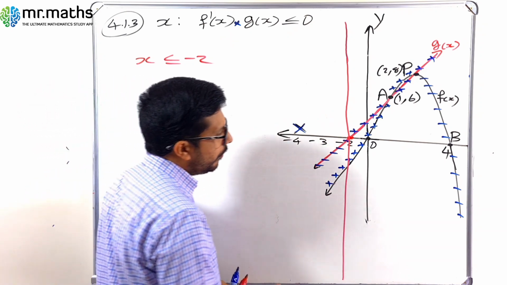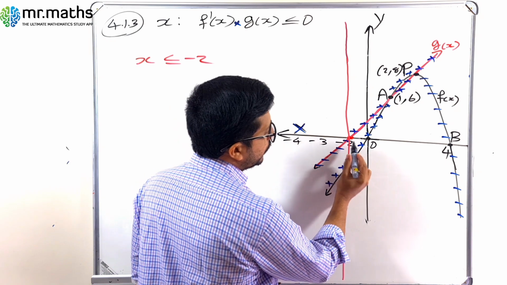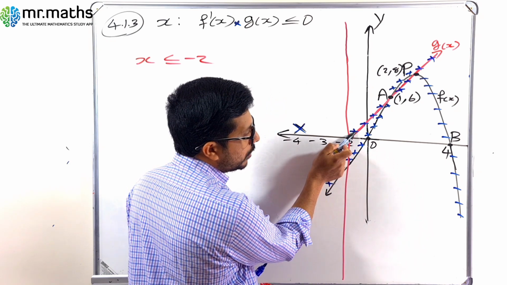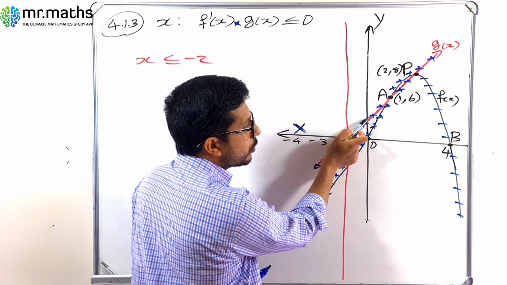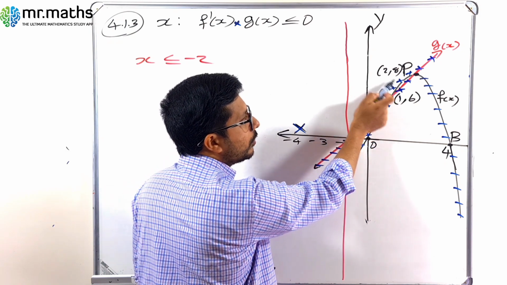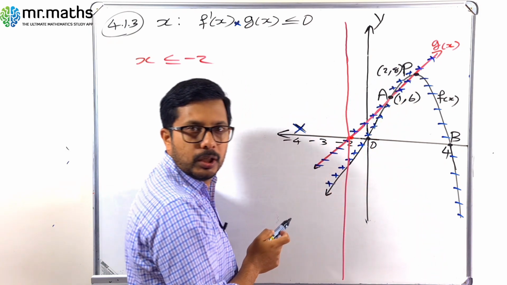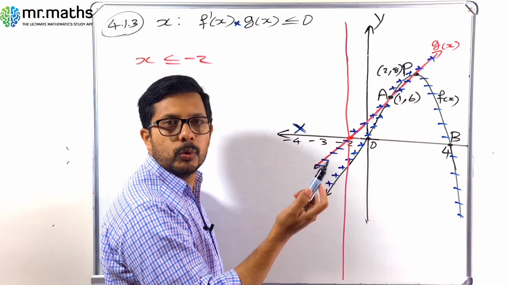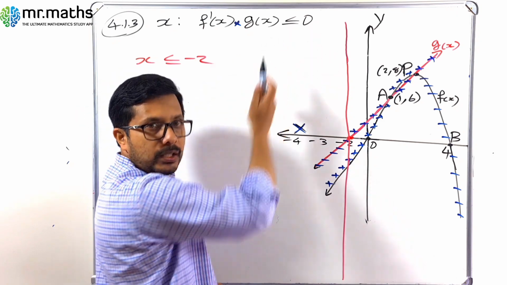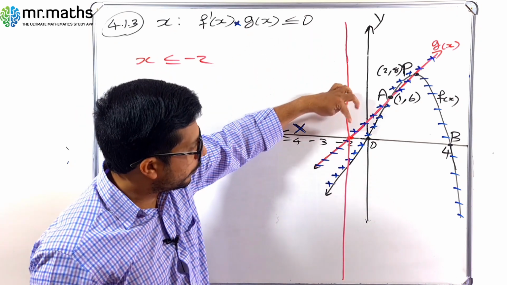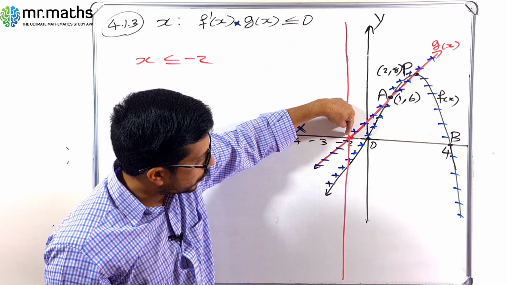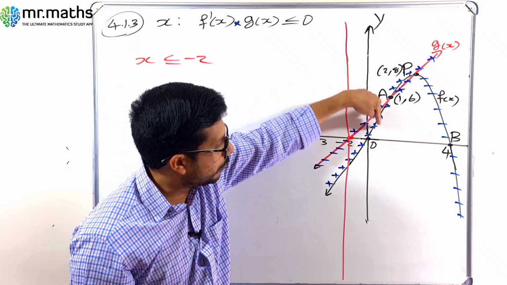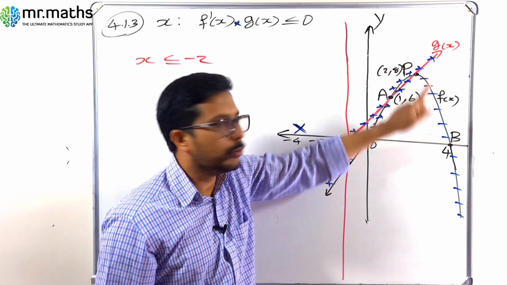Then what happened after -2? After -2, look at this one. This is positive, this is also positive. Positive, positive, positive, up to this point. Am I right? Positive times positive is positive, but we want a negative answer. So we can't take this part after -2, because this is positive and this one is also positive, up to this point.